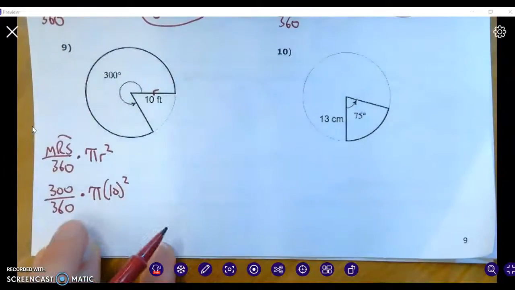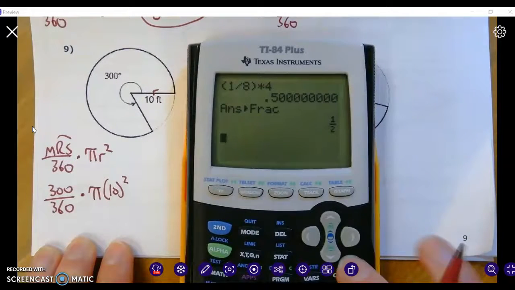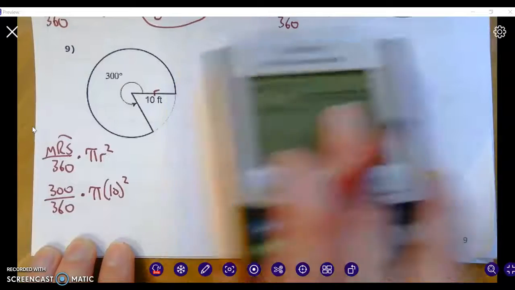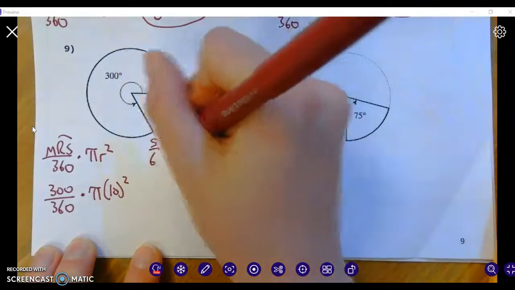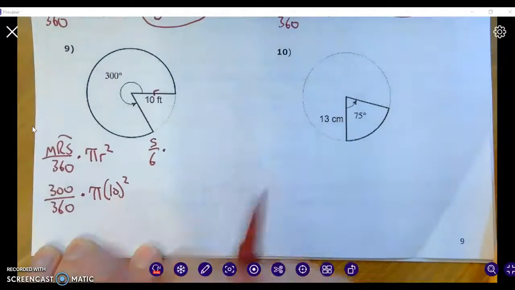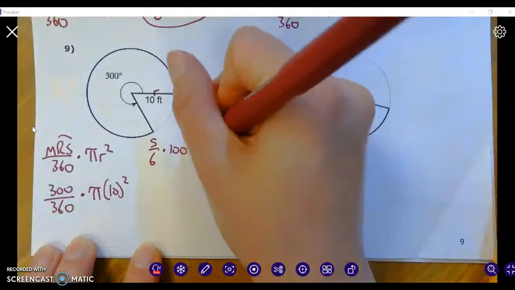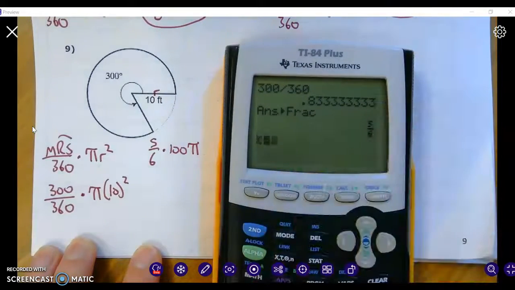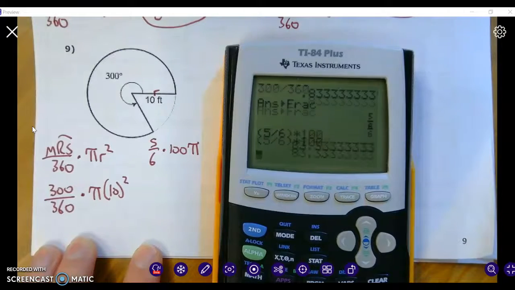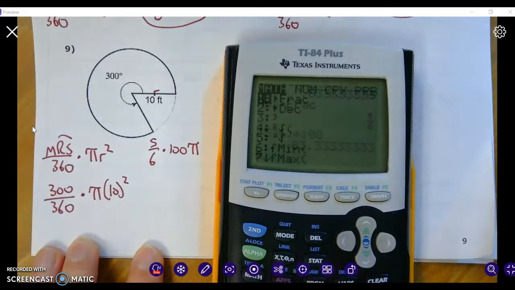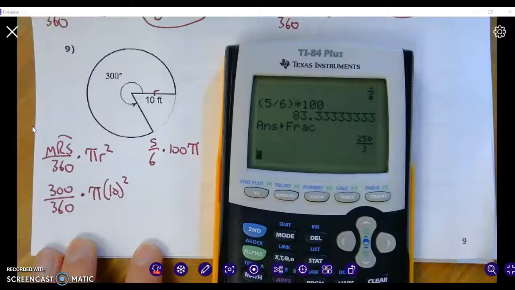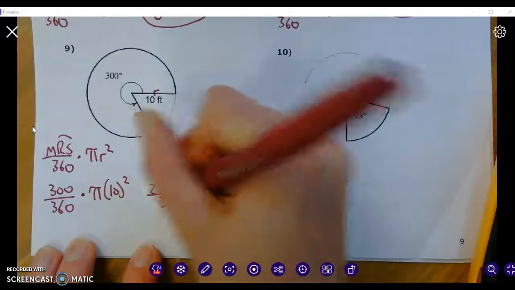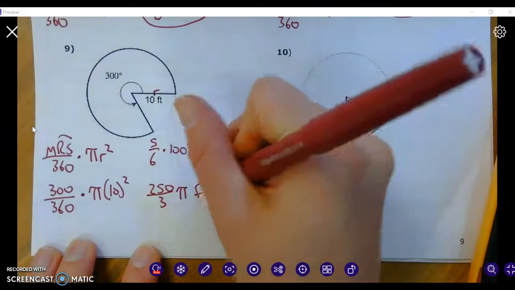Okay, so first thing I'm going to do is simplify this fraction, 300 over 360, which simplifies down to 5/6. And then 10 squared, 10 times 10 is 100 pi. Okay, and then we're going to multiply the 5/6 and 100 together, and we get a gross decimal, so I'm going to turn that to a fraction, and we get 250 over 3 pi, and that is feet squared.